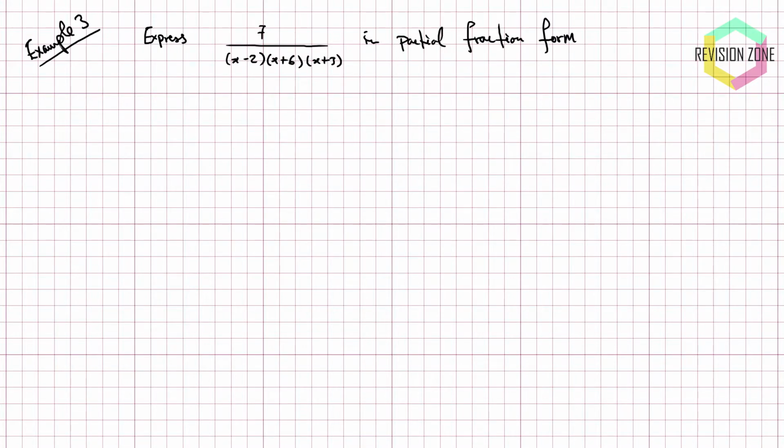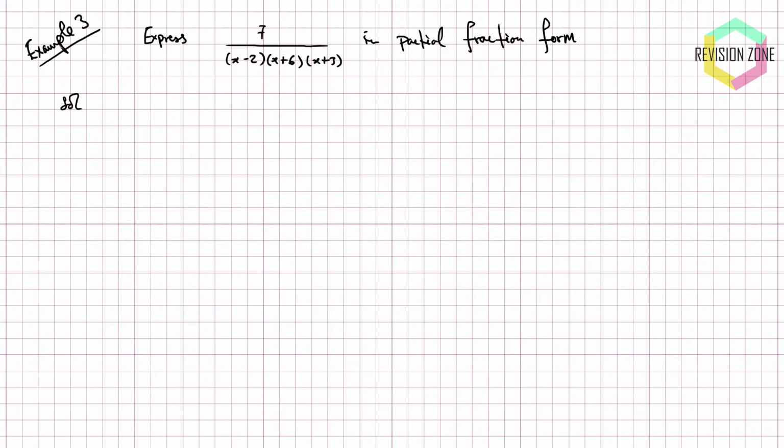So for example 3, we've got something a tad bit more complicated than some of the things we've seen so far. The complexity comes from the fact that there are now 3 factors in the denominator, okay? Which just means that when we unpack this expression as a partial fraction, we're going to get 3 separate fractions. One of them is going to have denominator x minus 2, the other one's going to have x plus 6, and the third is going to have x plus 3.